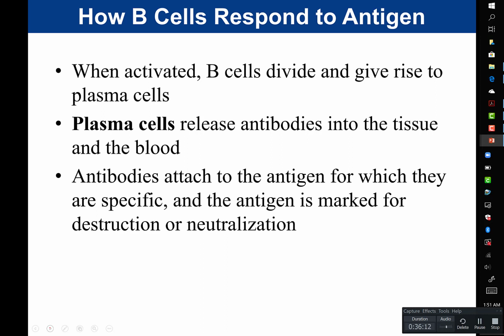B cells, when activated, divide and give rise to plasma cells. Plasma cells are the ones that release antibodies into the tissue and into the blood. And then the antibodies are going to attach to the antigen for which they are specific, and the antigen is marked for destruction or neutralization. And so in a little bit, we're going to talk about what the functions of antibodies are. How do they work to stimulate an immune response?